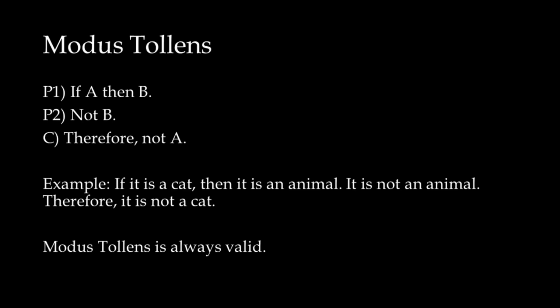Modus Tollens. If A, then B. Not B, therefore not A. For example, if it is a cat, then it is an animal. It is not an animal, therefore it is not a cat. Modus Tollens is always valid.